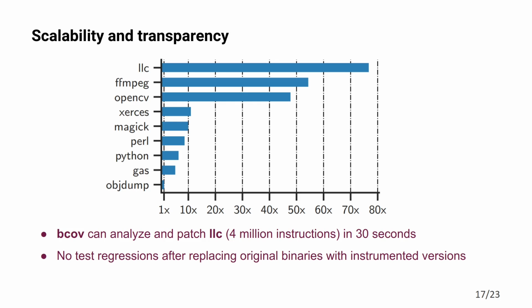To give an impression about the size of our subjects, we compare them with the ubiquitous objdump utility. An important thing to note here is that bcov can efficiently scale to large binaries. For example, it can patch our largest subject, LLC, in 30 seconds on a regular PC. Additionally, instrumentation is completely transparent. It does not introduce any test regressions.